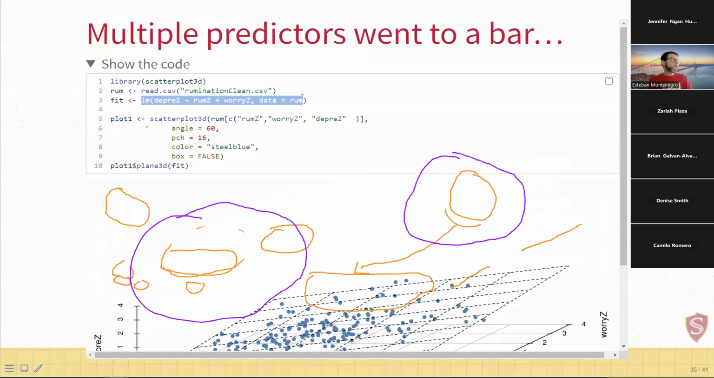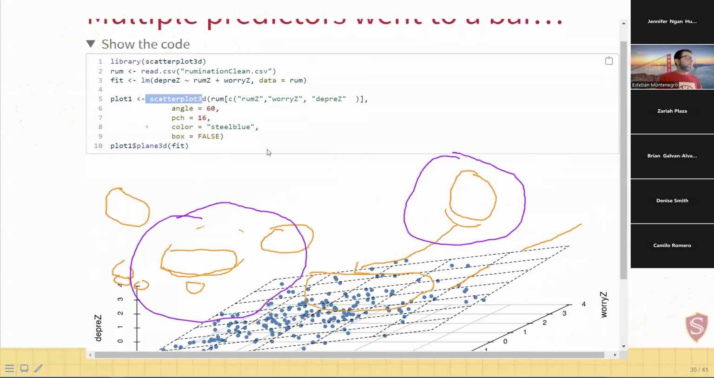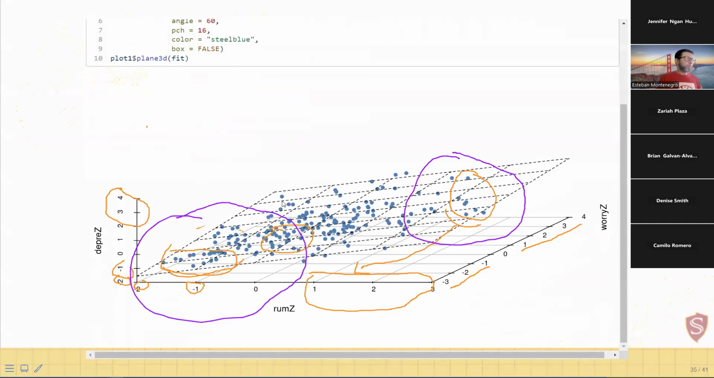What I did was to estimate this model, right? And the scatter plot 3D function will actually represent the line of best fit as a plane. So this plane right here that you see is actually the plane of best fit, right? Because we have a multivariate space with more explanations for your outcome.